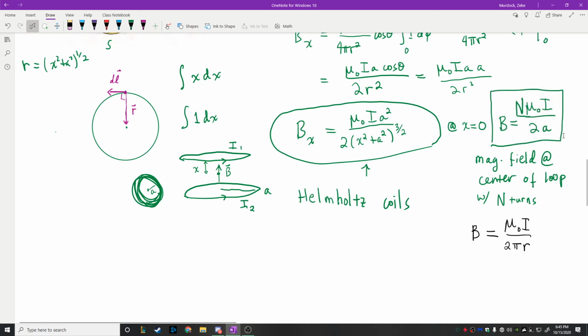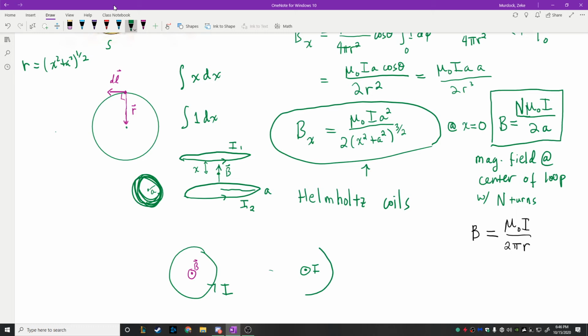If you think about it, what this says is that if I have a loop of wire, and the current goes this way, the magnetic field is going to point out of the page at the center. And then if I have a straight line of wire, let's draw it a different way. Let's say that my straight line of wire has a current I that comes out of the page. What would the magnetic field for this look like?